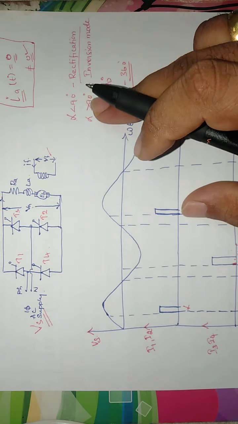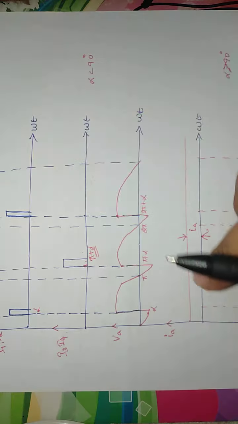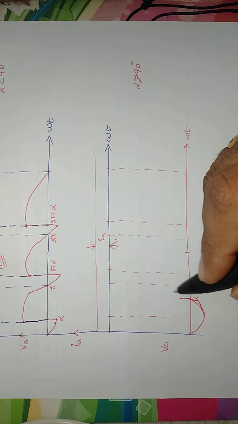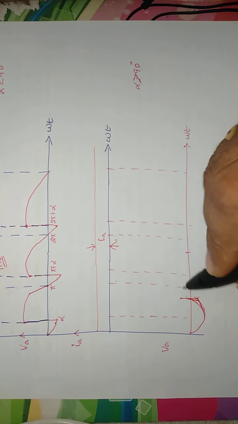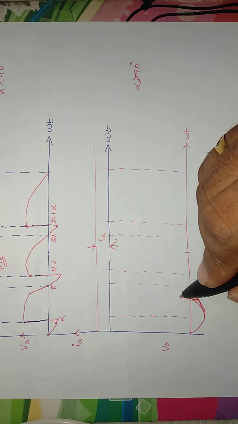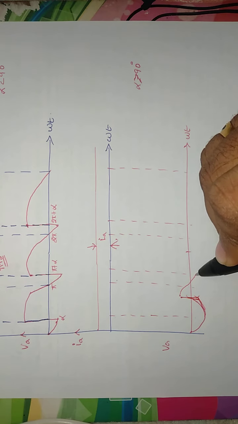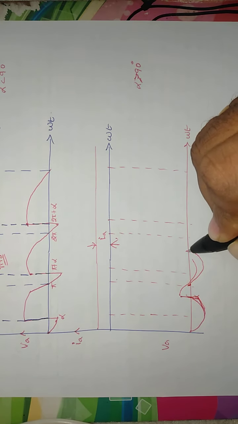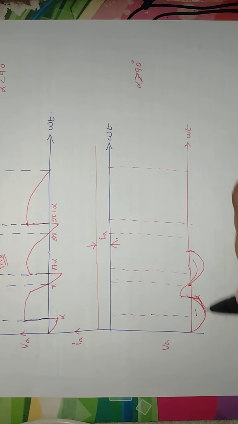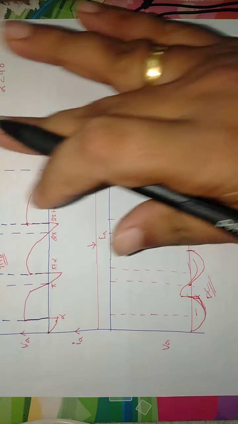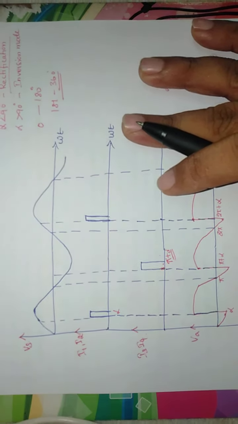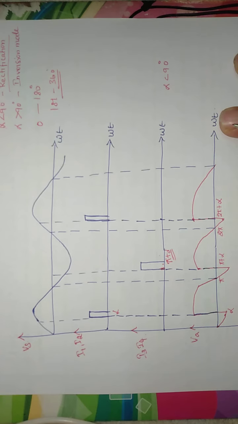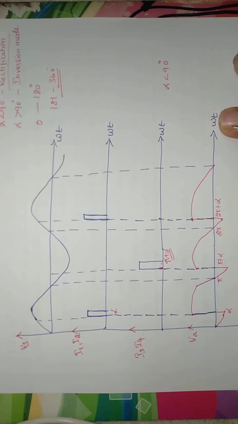If you choose alpha greater than 90 degrees, you will get the same DC supply, but it will be in the negative direction, and in the next half cycle once again it will go up to the next term. The DC supply comes out in negative terms, that is the inverting mode of operation. These are the 2 types of operation here.